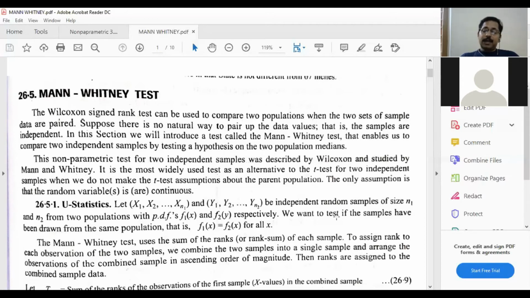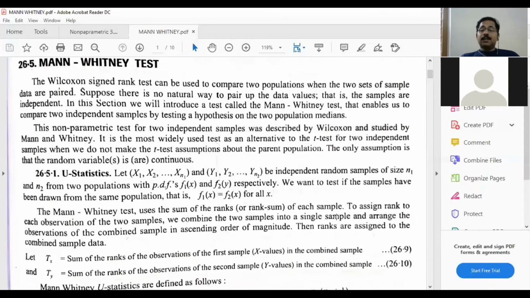The Mann-Whitney test is also called the Mann-Whitney U test. The test statistic is U. In the Wilcoxon signed rank test, T, the sum of signed ranks, is used as the test statistic. But here in Mann-Whitney, the test statistic is U. So how to find U?